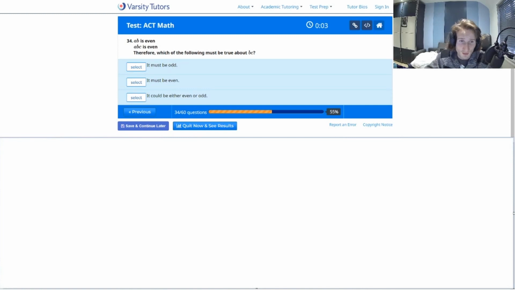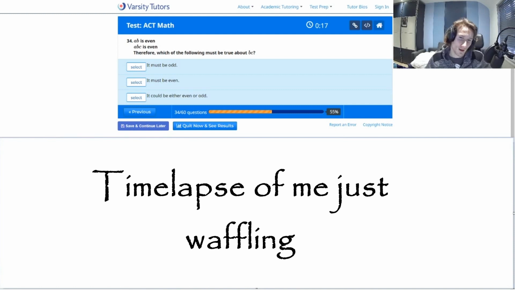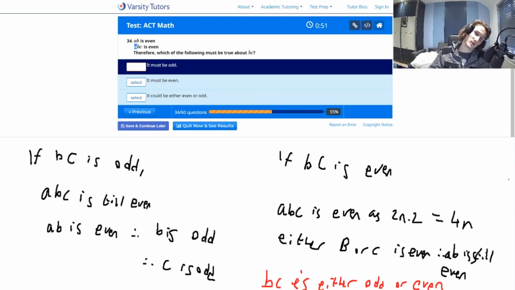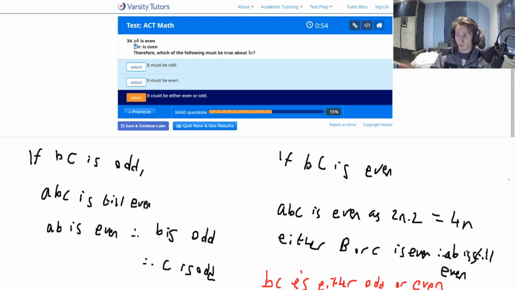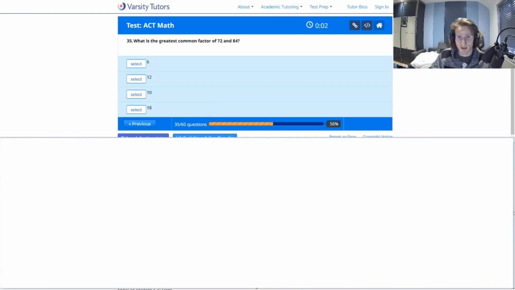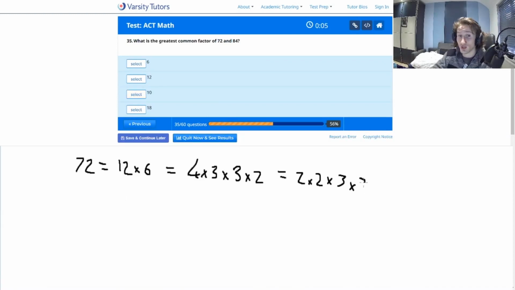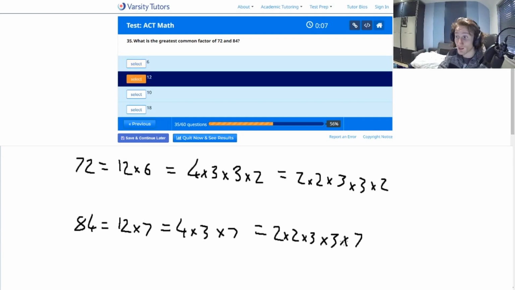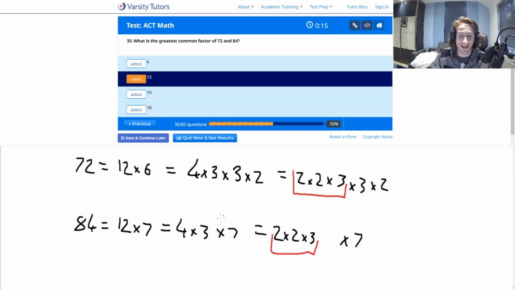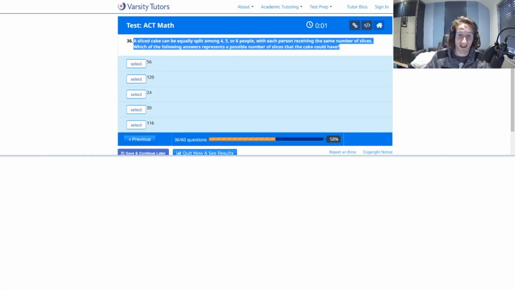AB is even. So then ABC is even. It could be odd or even. What is the highest common factor of 72 and 84? I actually know this one off by heart. It's 12. No, it isn't. It's 18. No, it's 12. I doubted myself for a second there.